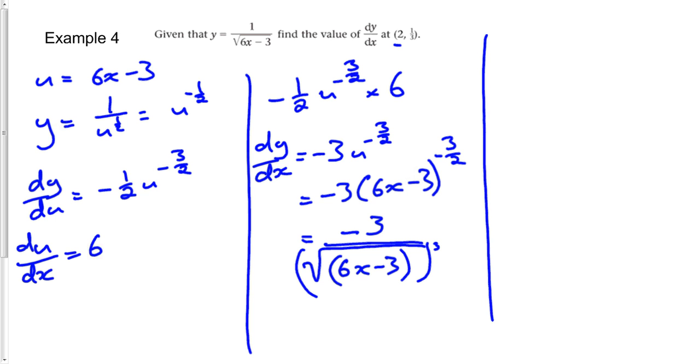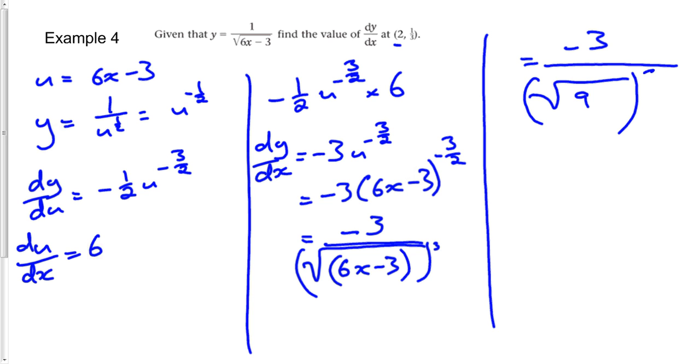So we then substitute in our value of 2, so we end up with minus 3 over the square root of 6 times 2 is 12, take away 3 is 9, so it's going to be the square root of 9, and then cube it. So the square root of 9 is 3, cube that, you're going to have 27, so you're going to have minus 3 over 27, which goes down to minus 1/9.